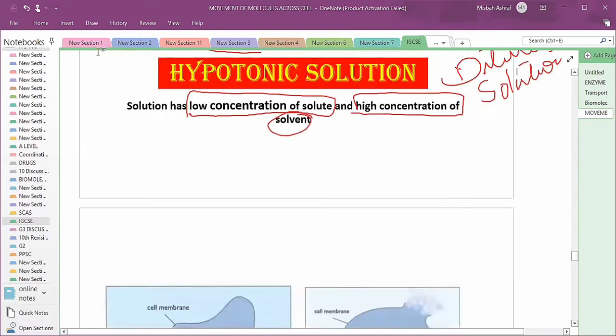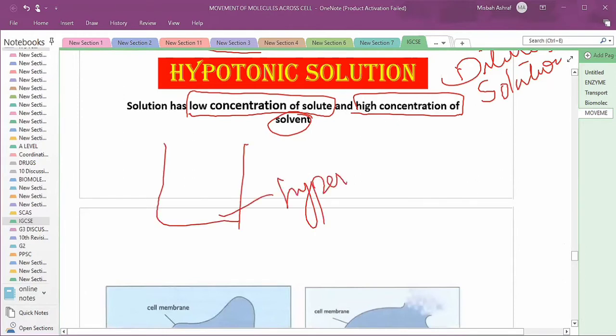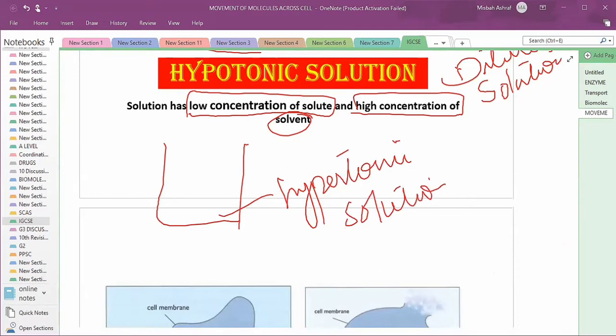let me draw here. This is the cell, this is the beaker, and the beaker has hypertonic solution. We are actually comparing it with something. That's why we are saying that it has high solute and less solvent. For example, this is any cell, an animal cell, which has been placed into this. This is the animal cell.